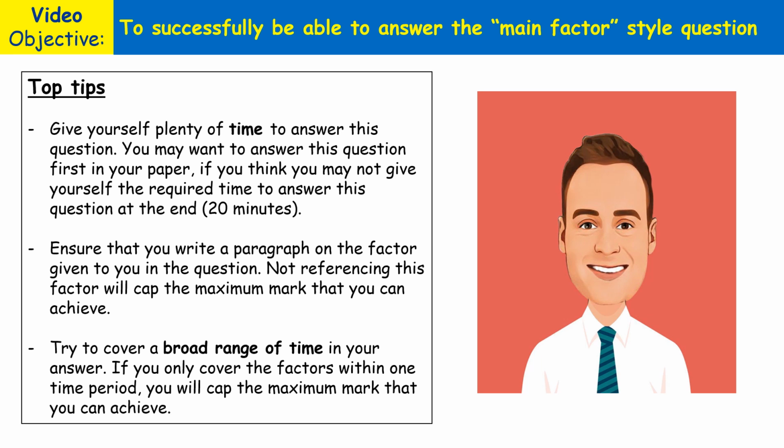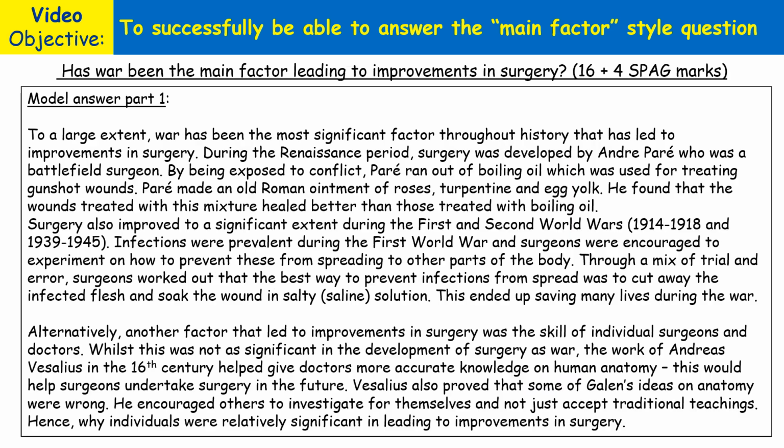Let's have a look now at the model answer, and I've broken it down this time because it's quite a lengthy answer into 2 slides. So as I mentioned in my top tips, in the first paragraph I've addressed the factor in the question. The question is, has war been the main factor leading to improvements in surgery? And as I mentioned previously, you want to address that factor you're given in the question in the first paragraph. And secondly, it's important to try and cover a broad period of time, if not within the first paragraph, but at least across your whole answer if you can.